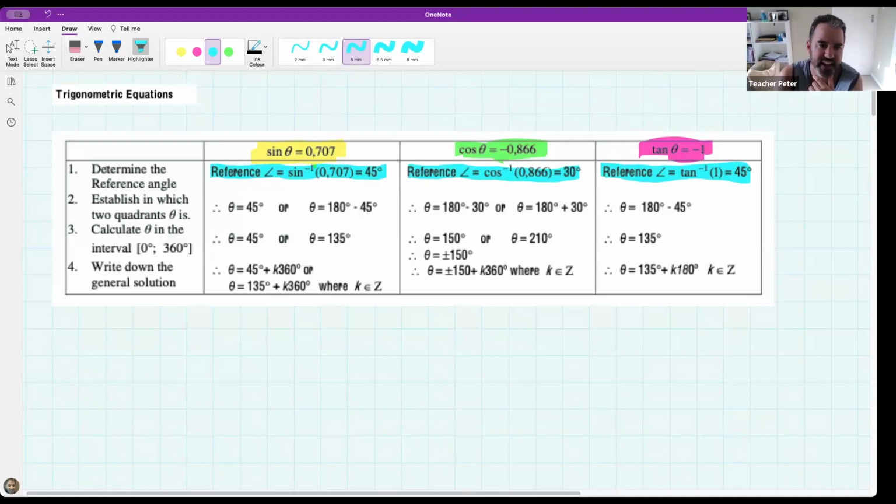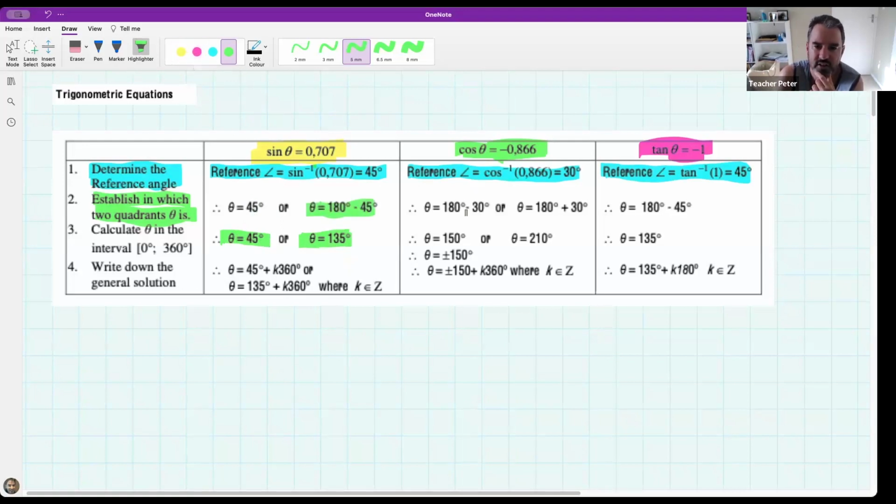Okay. Then, after determining the reference angle, we had to establish in which quadrants my answer was going to be in. And so, for example, they haven't done it here, but for each of these answers, sine is positive in quadrant 1 and it's positive in quadrant 2. Okay? So that's why there'll be an answer of 45 and also 180 minus 45. So that's quadrant 1 and 2.